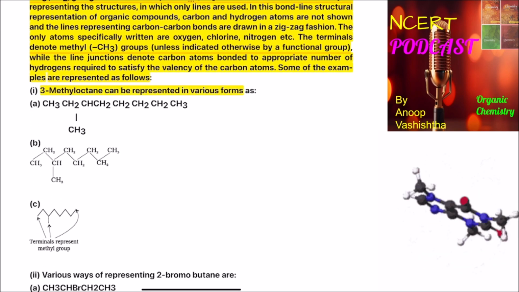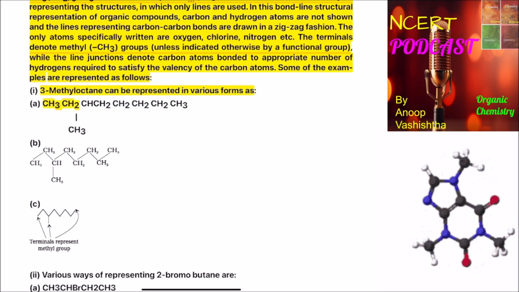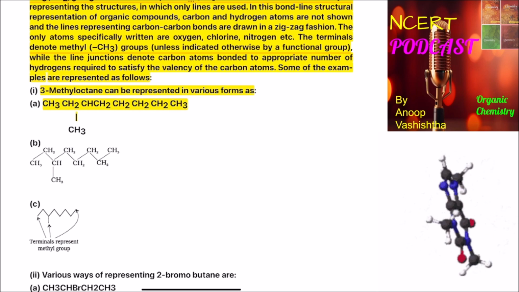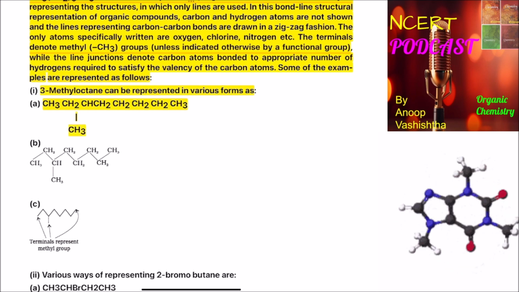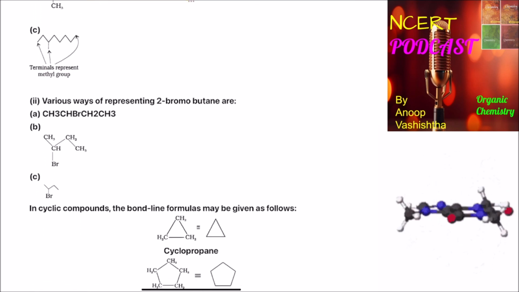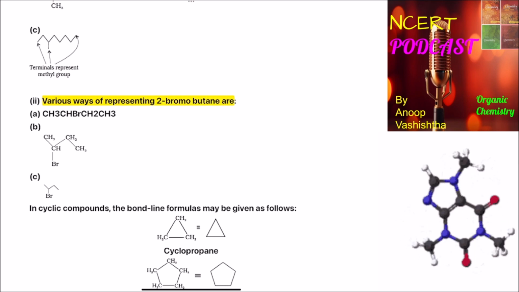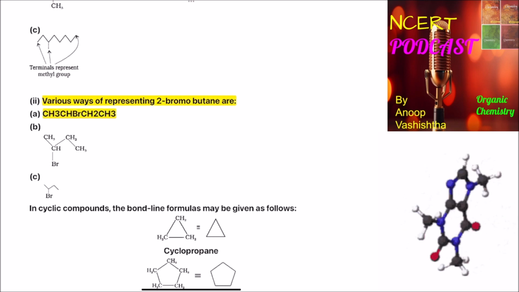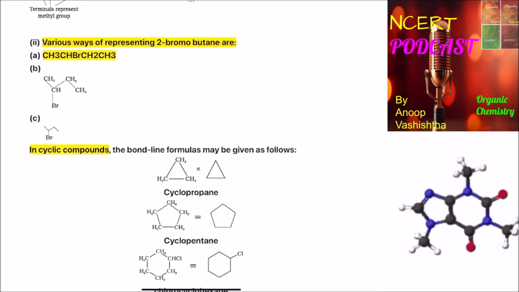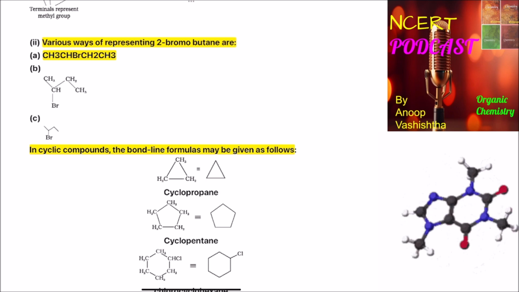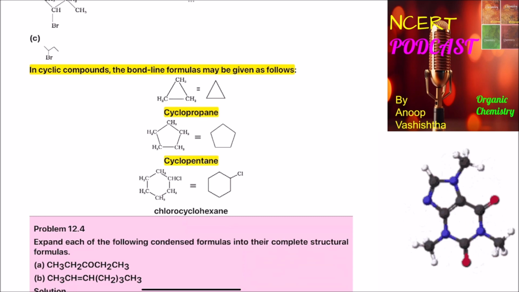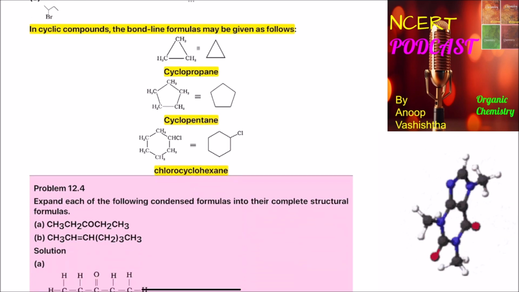3-methyl-octane can be represented in various forms, as CH3CH2CH(CH3)CH2CH2CH2CH3. Below it is CH3 here, B, C. Various ways of representing 2-bromobutane are CH3CHBrCH2CH3. In cyclic compounds, the bond line formulas may be given as follows: cyclopropane, cyclopentane, chlorocyclohexane.